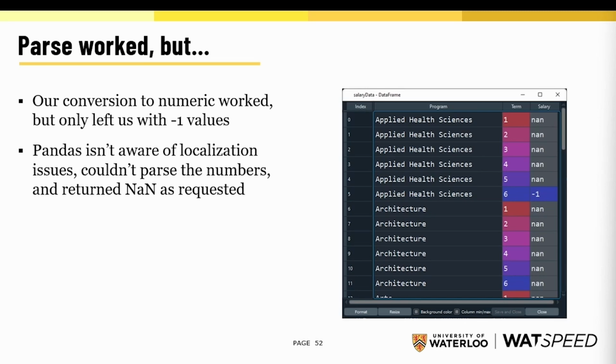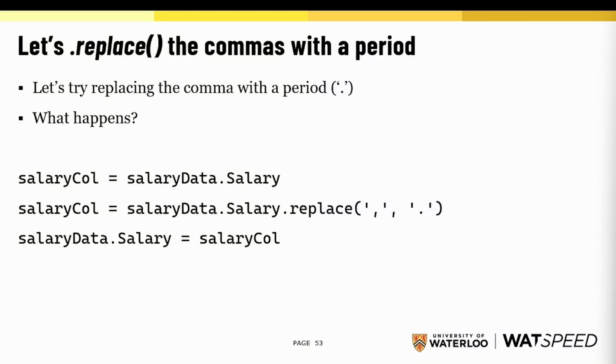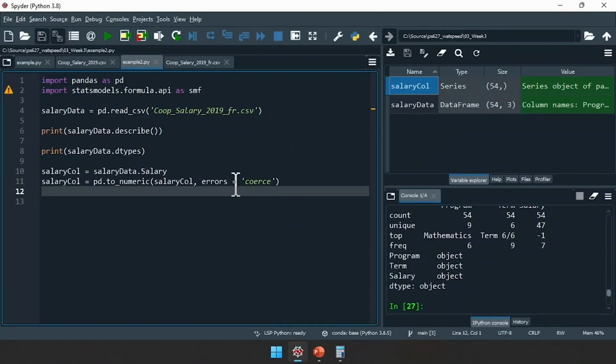Well, that's no problem. Remember in the last video, we used the replace function to replace ARCH with the word architecture. So let's try replacing the comma with a period. This ought to work, right? Well, let's jump back into Python and try it.